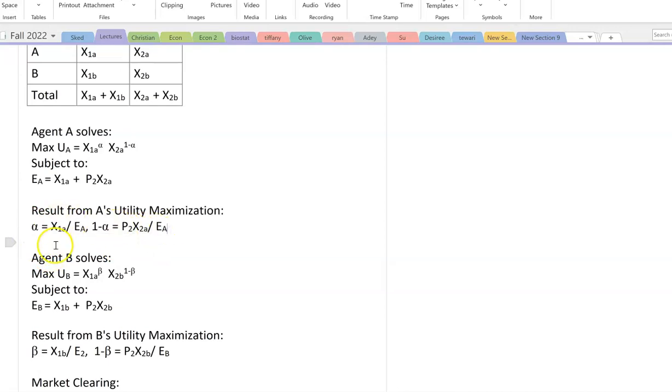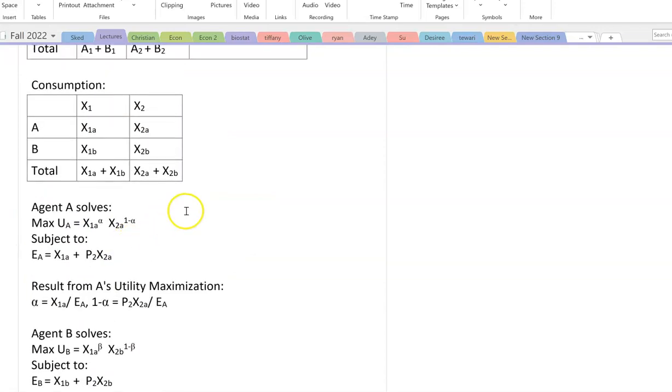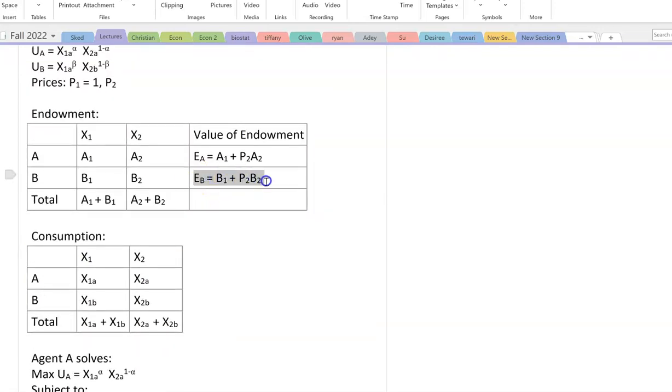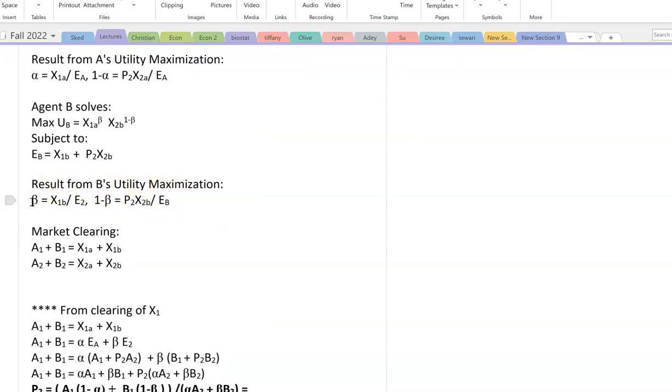Then the same thing with agent B. He's going to solve his utility maximization problem as well, subject to his budget constraint. Remember that EB is again the value of his income, and EB is this. It's the value of the endowment. So this will be the result of the utility maximization for B.